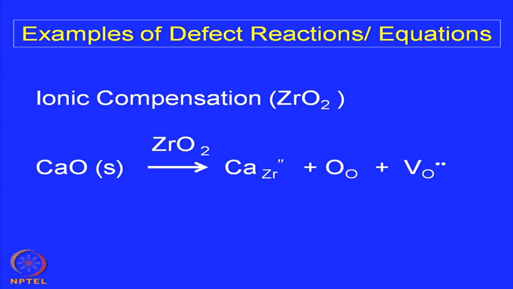So, if one of them is not there or is available in less quantity than the other, then there is a charge imbalance. To neutralize the charge imbalance, there has to be some charge compensation. Now, we have already seen that the metal ions are getting either decreased in their valency or increased in their valency, depending on the nature of the non-stoichiometry and the nature of the defect.